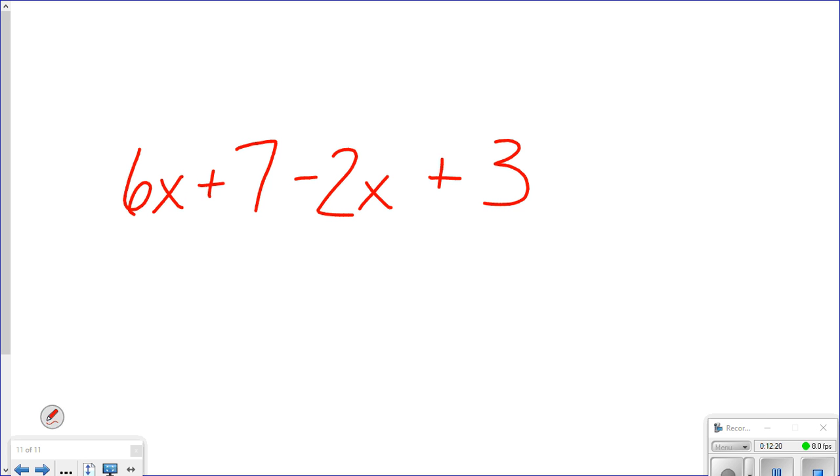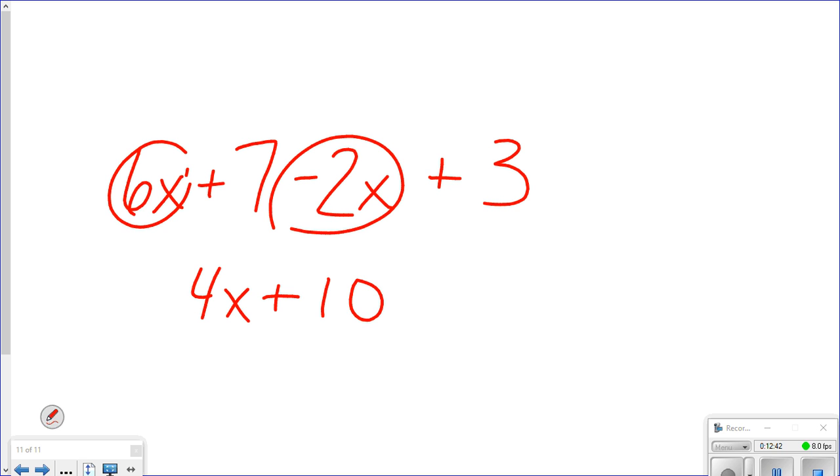All right. Anybody share? Share with me? Somebody I haven't heard from yet today? Haven't heard from this group? I've heard from everybody else's group. What do you got, Dylan? 4x plus 10. Okay, so put these two together, so 4x plus 10. Perfect. 4x plus 10. Good job.